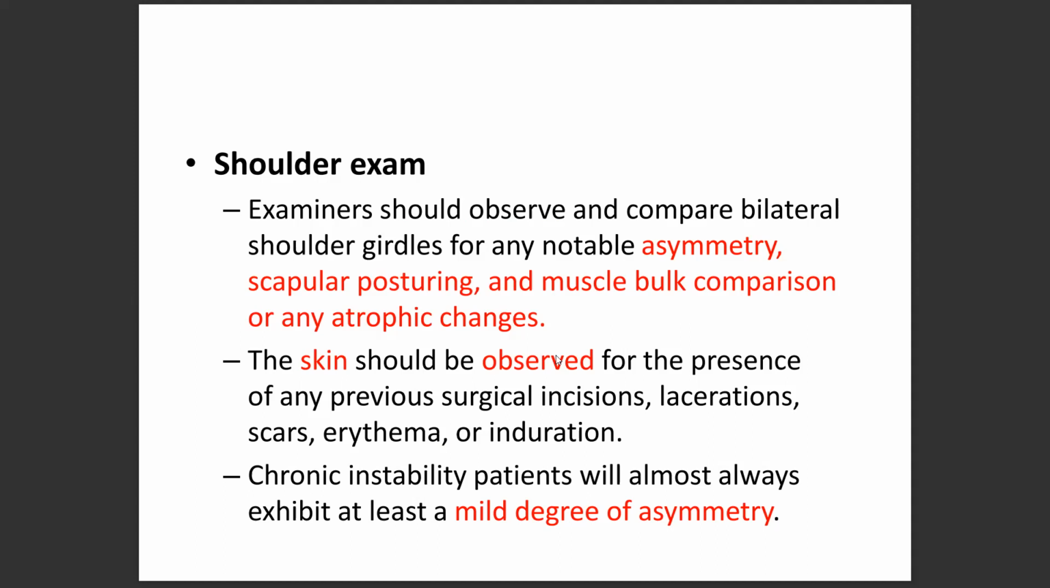Similarly, the scapular posture should be observed, whether there is winging of the scapula or not, whether there is upward rotation of the scapula, and whether there is anterior tilting. All these should be checked during the observation of scapular posturing. Muscle bulk should be checked on both sides for hypertrophy, as well as for atrophic changes. Specifically, atrophic changes should be checked in the supraspinatus muscle and the deltoid muscle, because these two muscles are very common sites for muscle wasting.